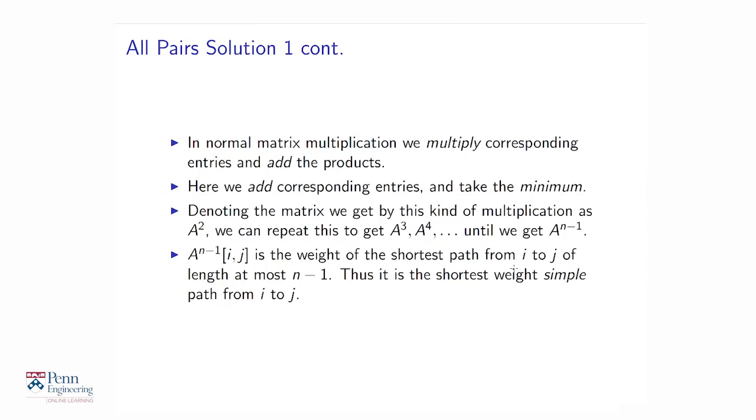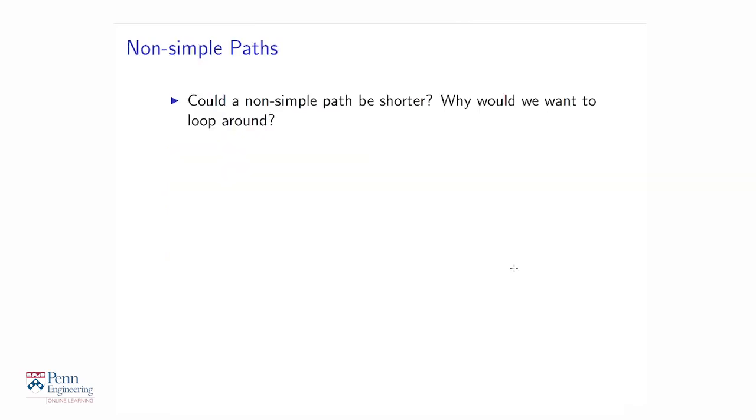In other words, A to the n minus 1 contains all the lowest weight paths which are simple, because any simple path can have at most length n minus 1. A to the n minus 1 of ij is the weight of the shortest path from i to j of length at most n minus 1. Thus, it is the shortest weight simple path from i to j. Could we imagine a non-simple path being shorter? Why would we? So what's a non-simple path?